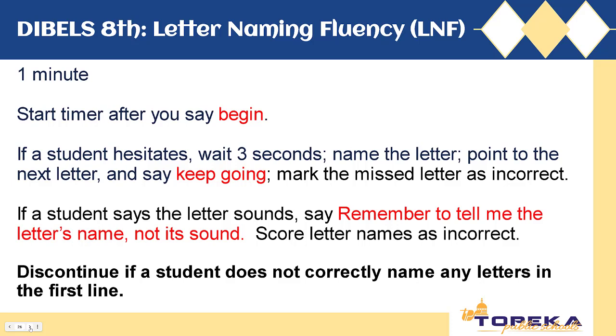If a student hesitates, the examiner waits 3 seconds, names the letter, points to the next letter, and says keep going, and that is marked as an incorrect answer. If a student says the letter sound, the examiner will say to the student, tell me the letter's name, not its sound. And the examiner will discontinue the test if the student does not correctly name any letters in the first line of the assessment.